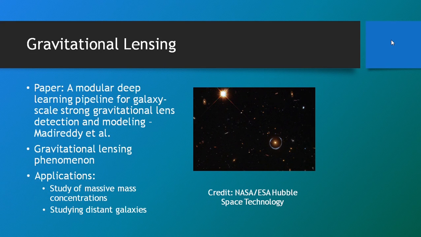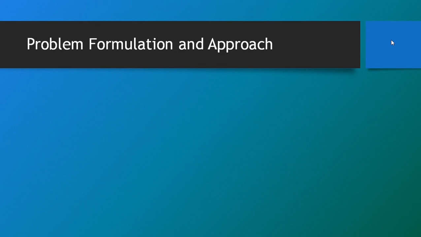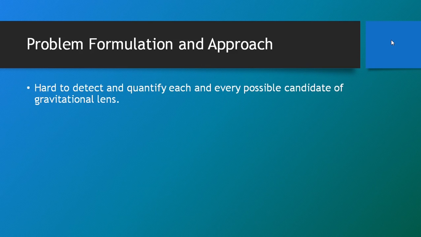It is used in various applications such as studying massive mass concentrations which are usually too far or too faint to study, and studying distant galaxies magnified with this lens. However, there are millions of images of space that we have collected over the years, and new data is being constantly generated. Out of them, there are a large number of possible candidates of gravitational lens as well. And it is hard to quantify each and every possible candidate.